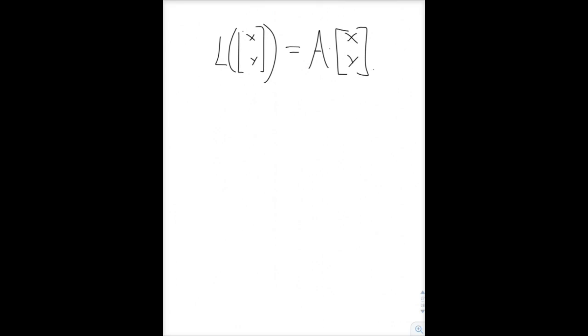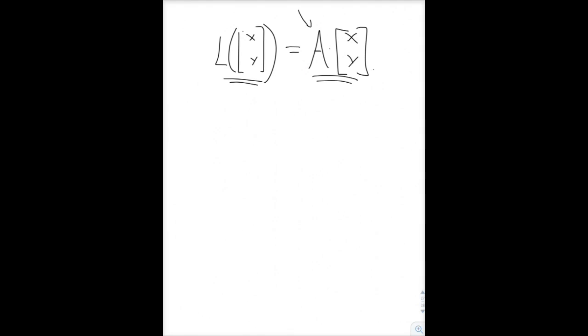Here again is all we're saying. Sorry for the repetition. L evaluated at (x, y) is the same as A matrix multiplied by (x, y). So by now you should be wondering how we came up with the matrix A. And I'd like to tell you that right now.